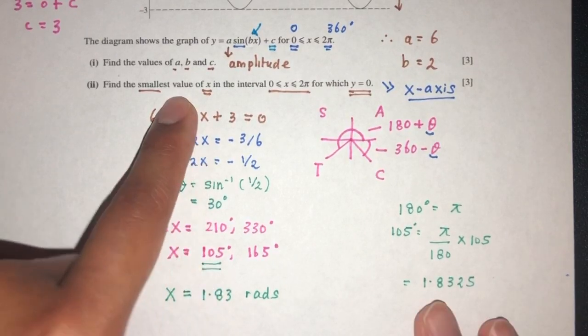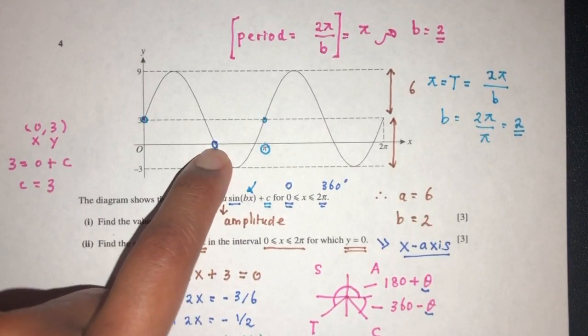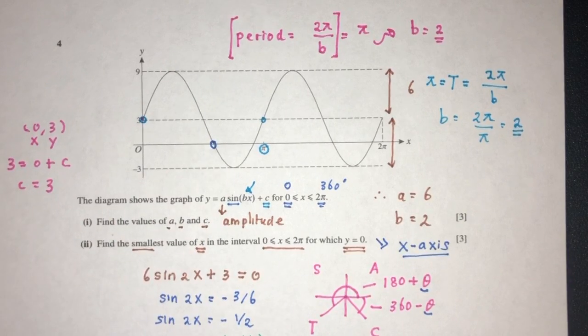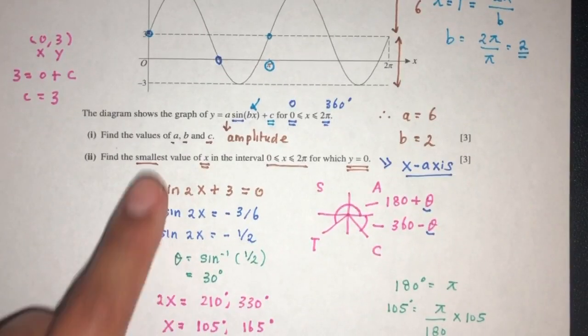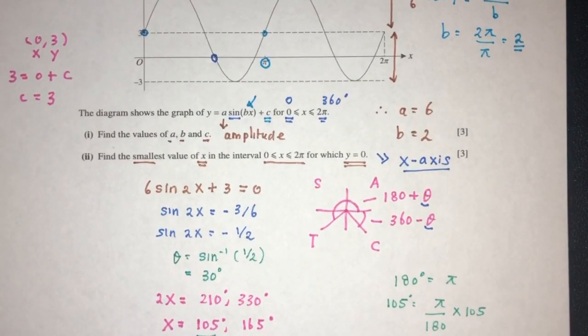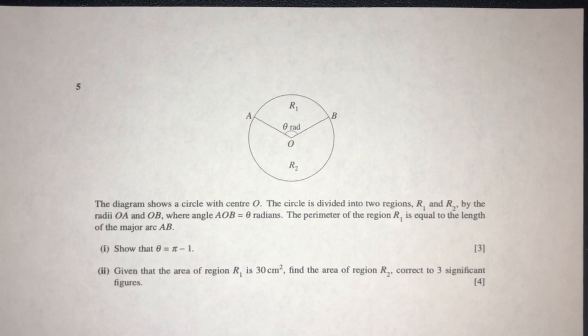For the first value, the smallest value of x, right here, this is what we are trying to find for your answer, and that is your question in relation to trigonometry. Let's move on to the next question.